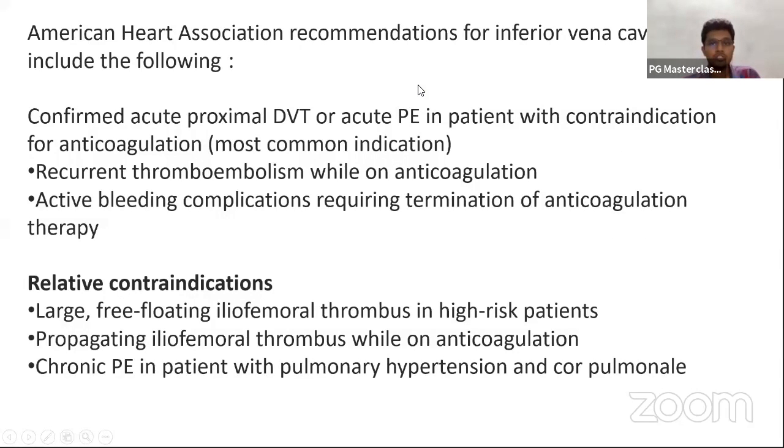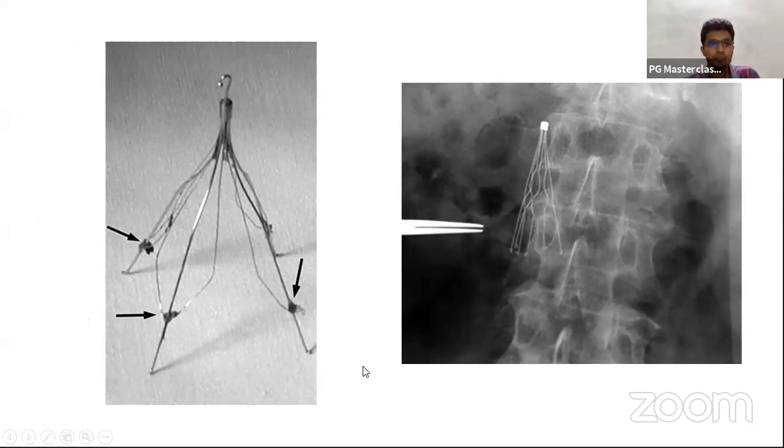Sir, the American Heart Association recommends the placement of IVC filters in confirmed acute proximal DVT or acute pulmonary embolism in patients with contraindication for anticoagulation, recurrent thromboembolism while on anticoagulants, and patients who have active bleeding complications requiring termination of anticoagulation therapy. The relative indications are large free-floating iliofemoral thrombus in high-risk patients, propagating iliofemoral thrombus while on anticoagulation, and chronic pulmonary embolism in patients with pulmonary hypertension. So these are the IVC filters.